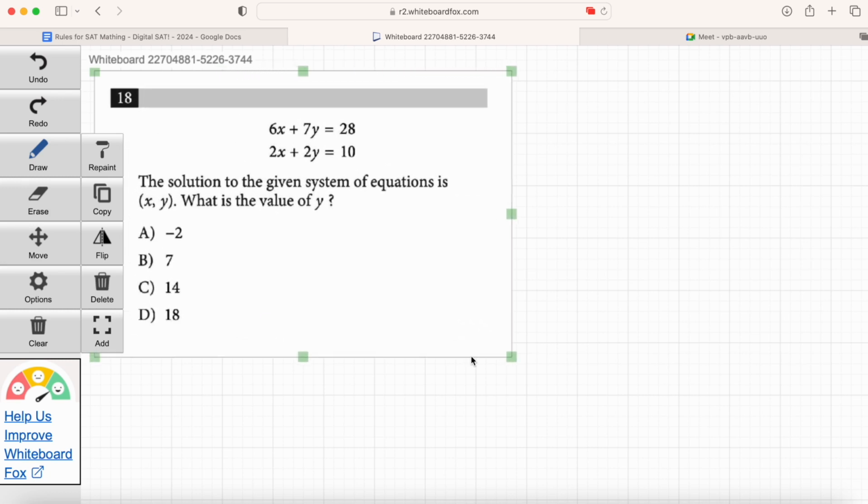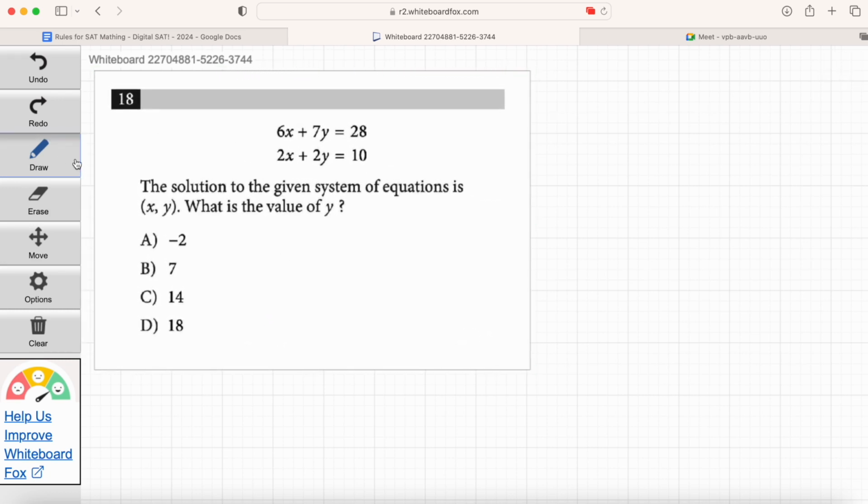Okay, we are on Ruby. Ruby, go ahead and read question number 18 when you see that on your screen, please. The solution to the given system of equations is (x, y). What is the value of y? What are we solving for here, Ruby? The value of y. We're solving for the value of y.